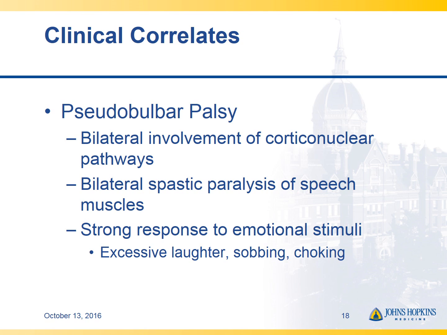Another clinical correlate is pseudobulbar palsy. So this is a condition in which there's bilateral involvement of the corticonuclear pathways. So these patients have a bilateral spastic paralysis of speech muscles, and then a very characteristic strong response to emotional stimuli where there's excessive laughter or excessive crying relative to a sad or happy circumstance, or sometimes there's an emotional response in the absence of any apparent stimuli.